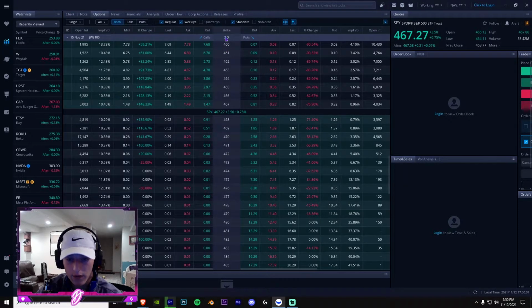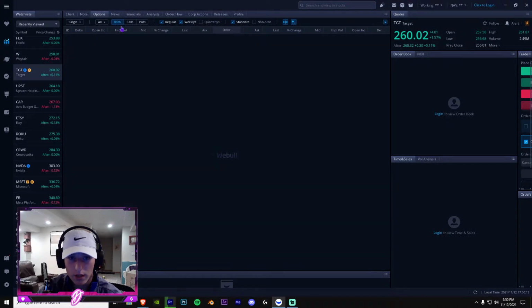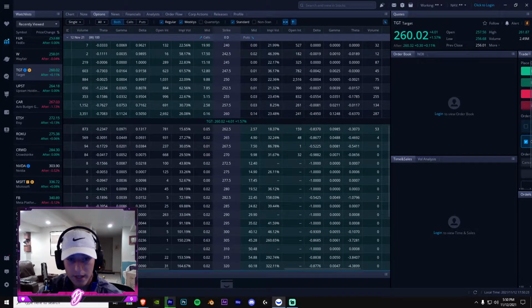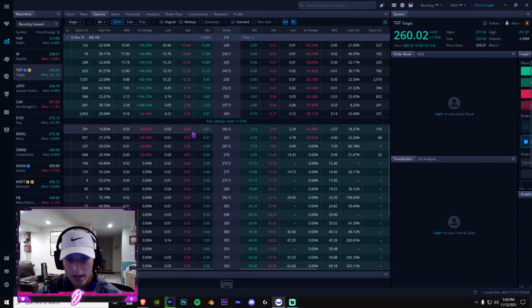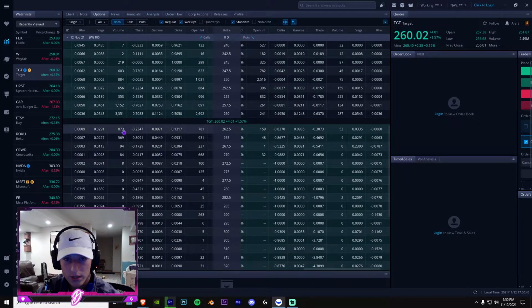But if we look at this 0 day, let's go to Target real quick. If we look at this option chain, do you see how this bid is 0.01 and this ask is 0.09? That basically means that you're not going to get filled at the low end. Say you put a bid at 0.02 or 0.03, you're not going to get filled there. You're probably going to get filled more at 0.05, 0.06. So if we look at this 262.5 call, we see the volume is 873 and the open interest is 781.